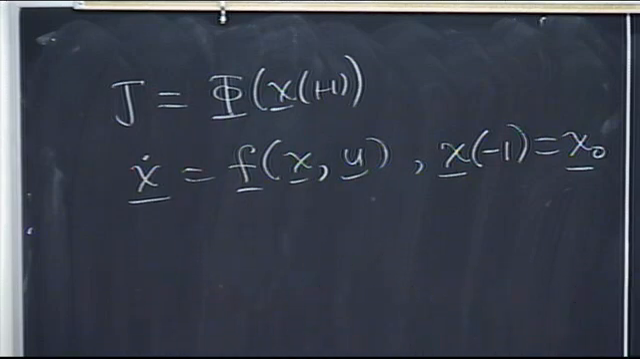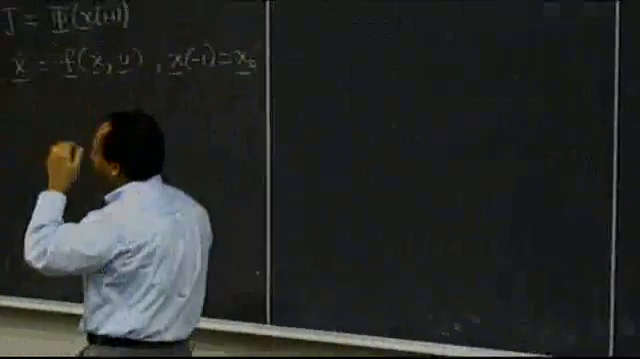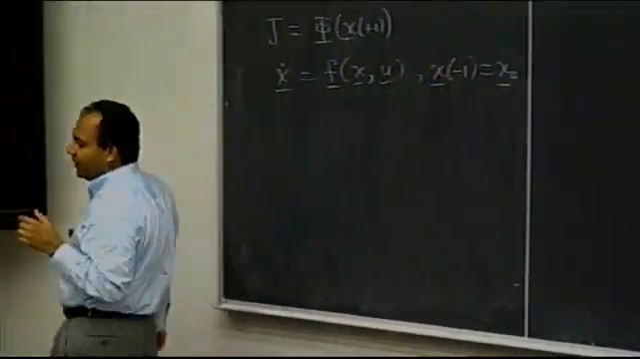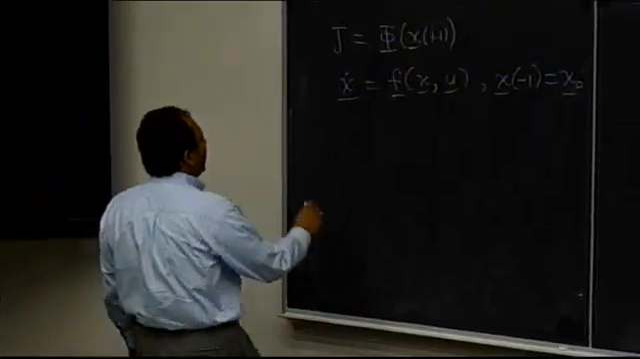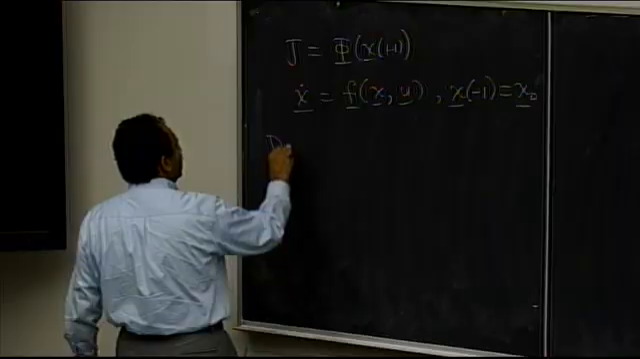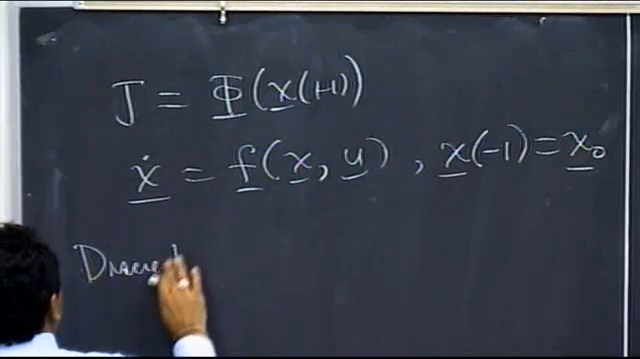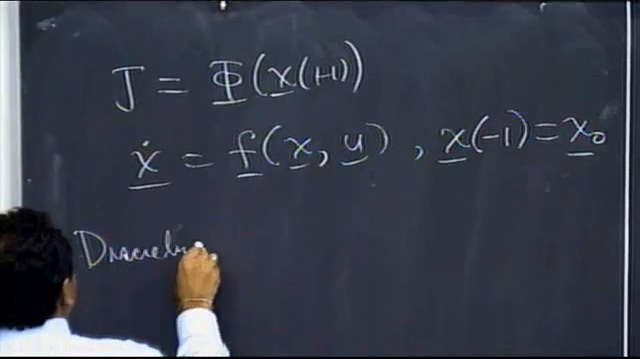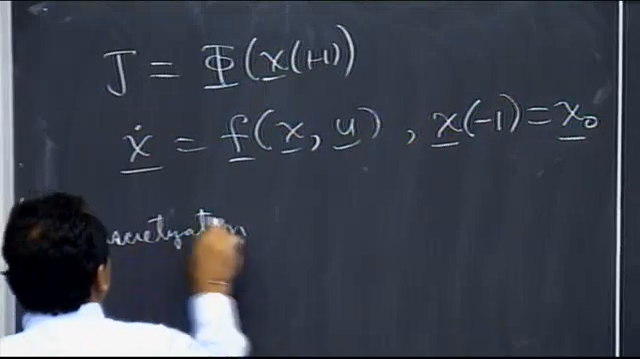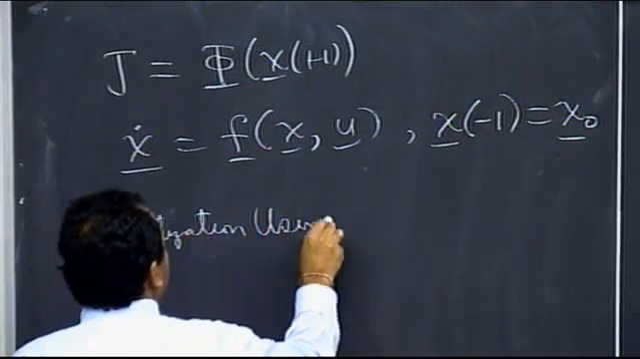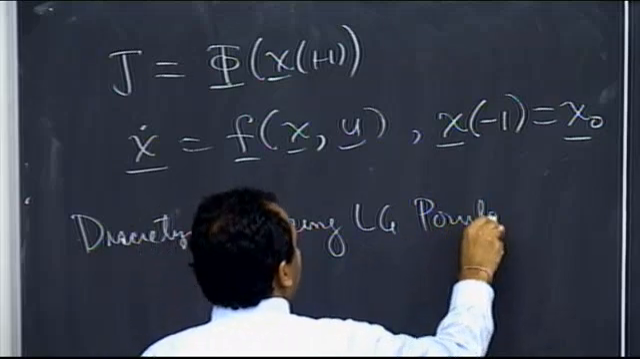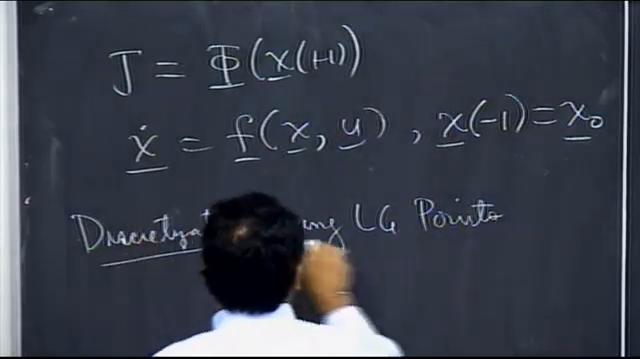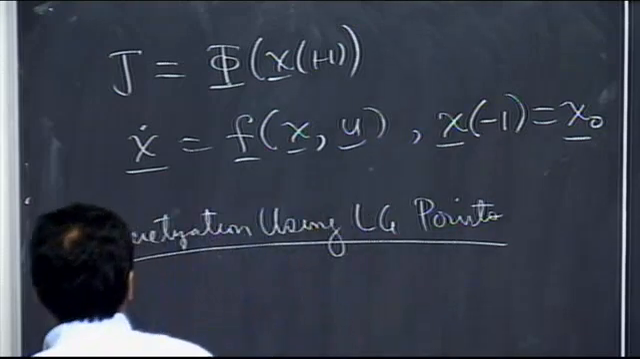I was going to do Radau points, but I'm going to do Gauss points because it's the other extreme. So last lecture we talked about Lobatto points. Today we're going to use Gauss points. So Legendre-Gauss. So discretization using LG points. Now, this is a schematic that I alluded to at the end of last class, but I'm going to be a little more explicit.